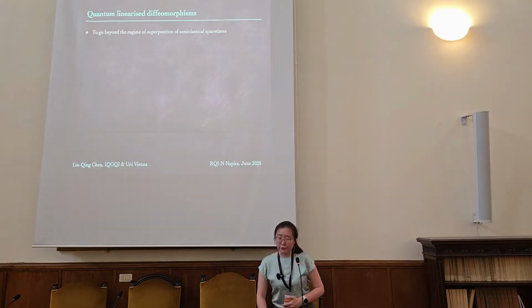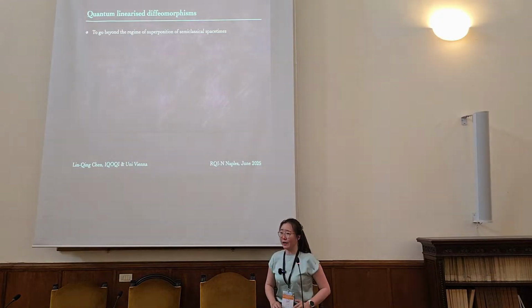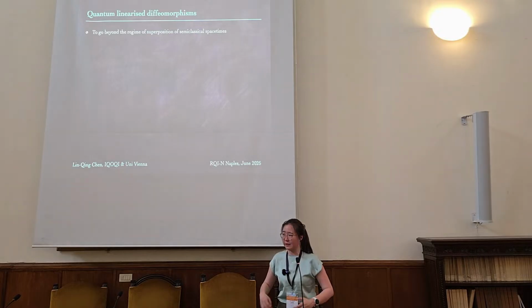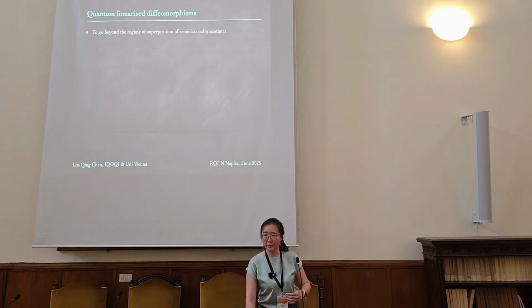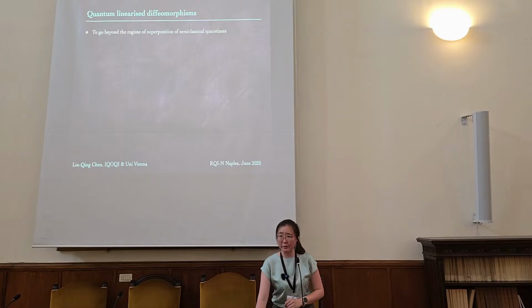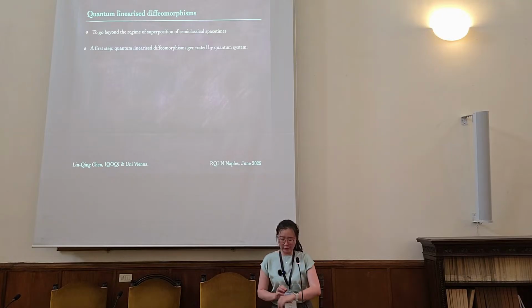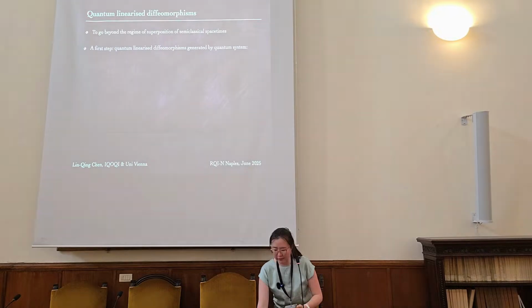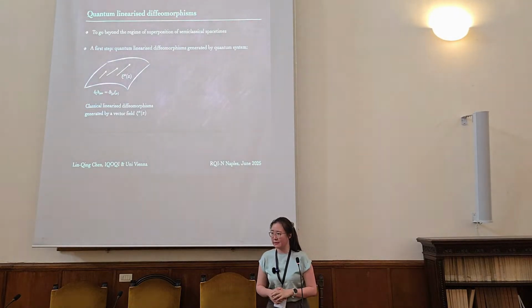So as a first step, we want to look at the linearized diffeomorphism. Even classical linearized diffeomorphism is still an active research field on the boundary charges, symmetries of the spacetime, etc. So we want to go beyond the regime of superposition of semi-classical spacetime. The first step is to consider a quantum linearized diffeomorphism generated by a quantum system. At this point, this quantum system can be fictitious or physical.